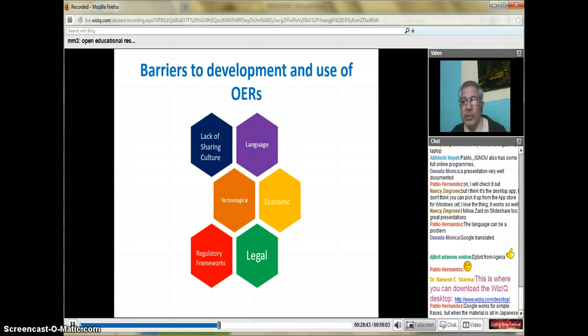Economic conditions, economic barriers, also come in the way because development and delivery of OER requires a lot of effort on this front. Then regulatory framework is also very much necessary for implementation of OER. Unless the government or the policymakers decide to go ahead with something, they don't allow it. And copyright issues are also there, so legal issues are also there in this problem. So he talked about various kinds of problems, various kinds of barriers for the use of OER.